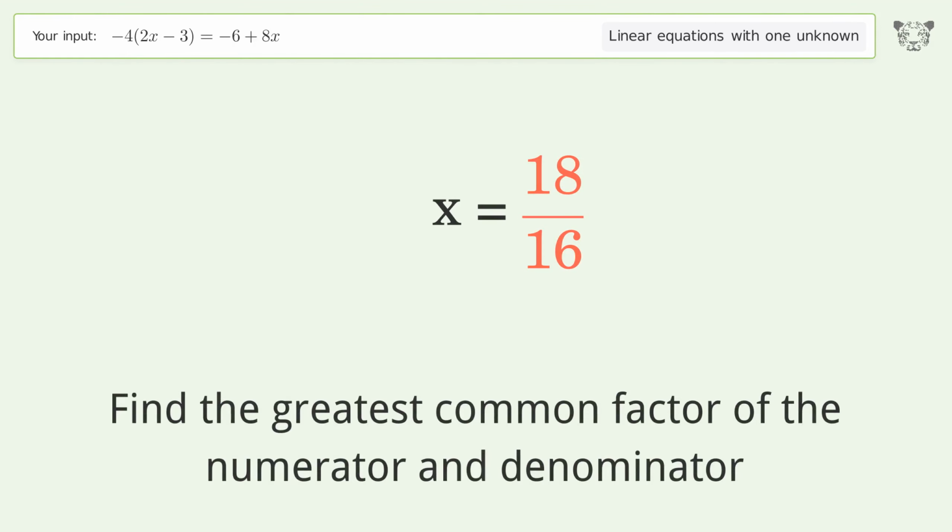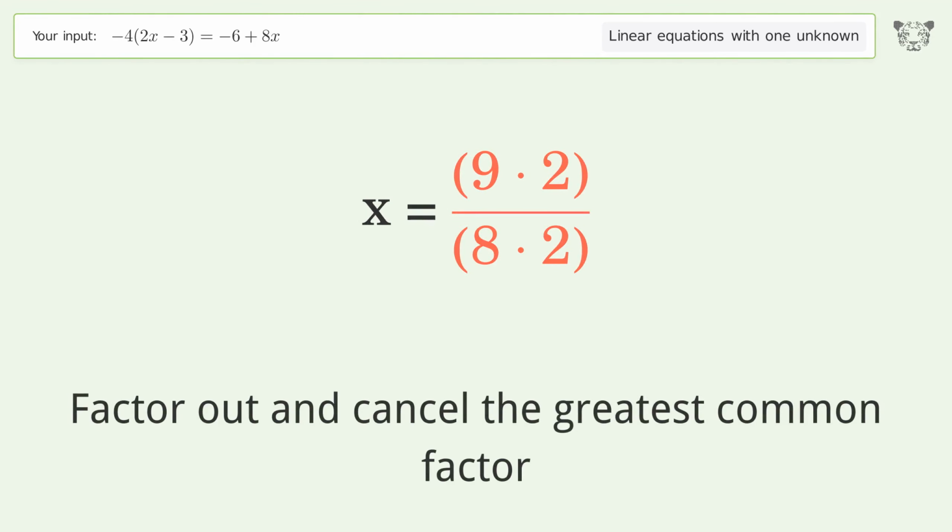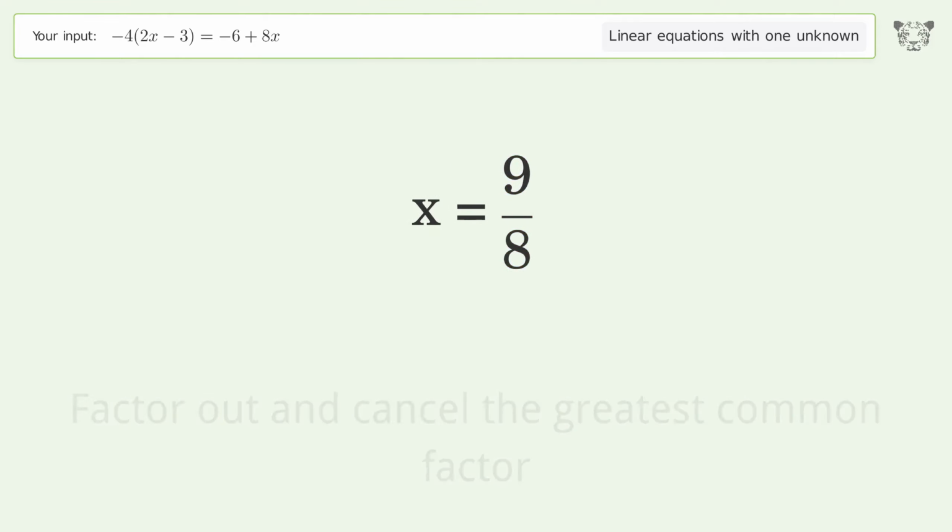Find the greatest common factor of the numerator and denominator. Factor out and cancel the greatest common factor. And so the final result is x equals 9/8.